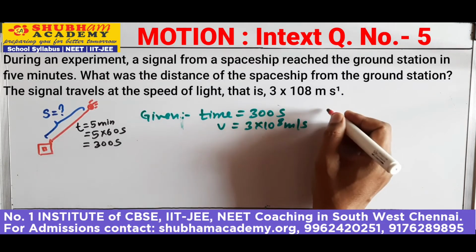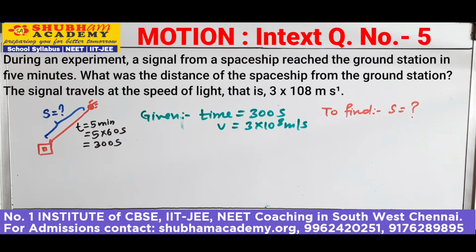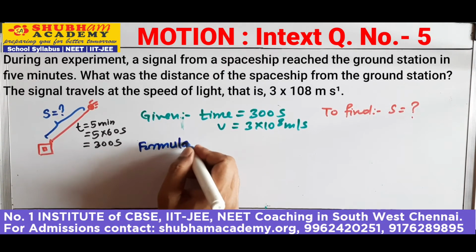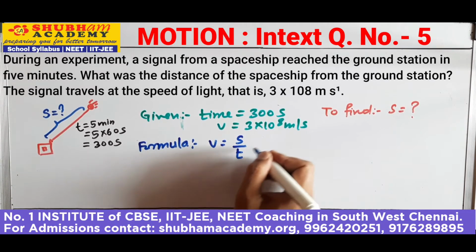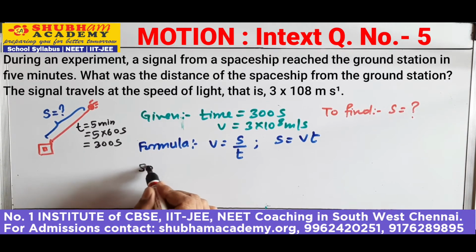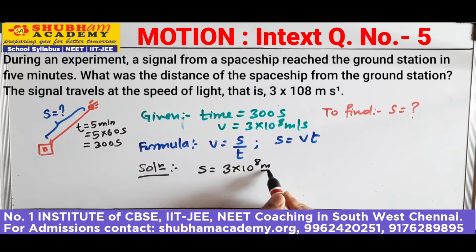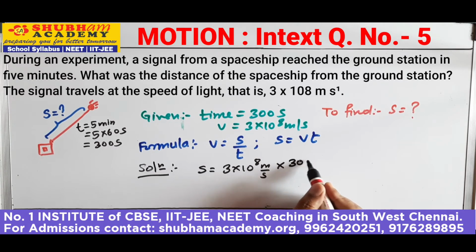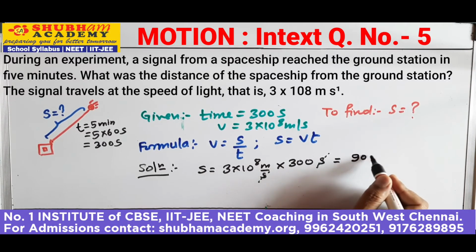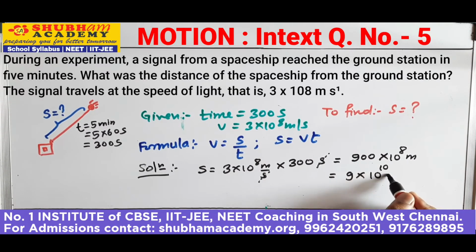And what you need to find? To find distance, s is equal to how much. What formula are you going to use? Simple speed formula. So the formula is speed is equal to distance upon time. So distance is equal to speed into time, right. So we'll put the values now. Solution: distance is equal to speed, 3 into 10 power 8 meter per second, into time, 300 seconds. So this second and this second cancel, right. 3 into 300 is 900. So we get 900 into 10 power 8 meter, or 9 into 10 power 10 meter, right.